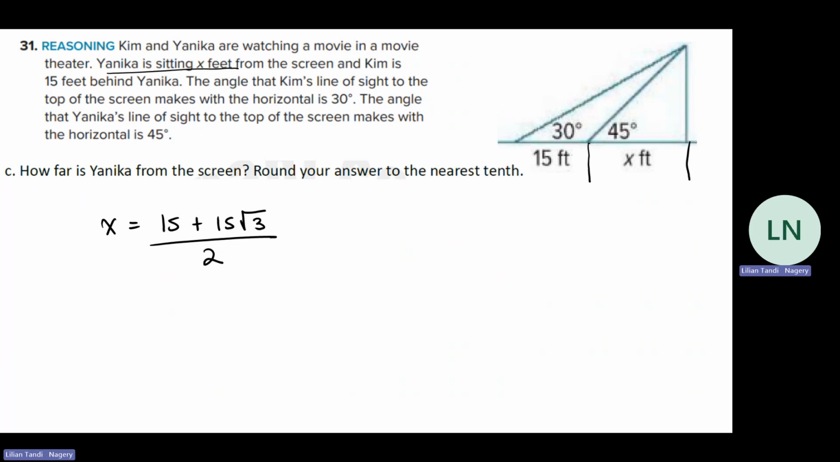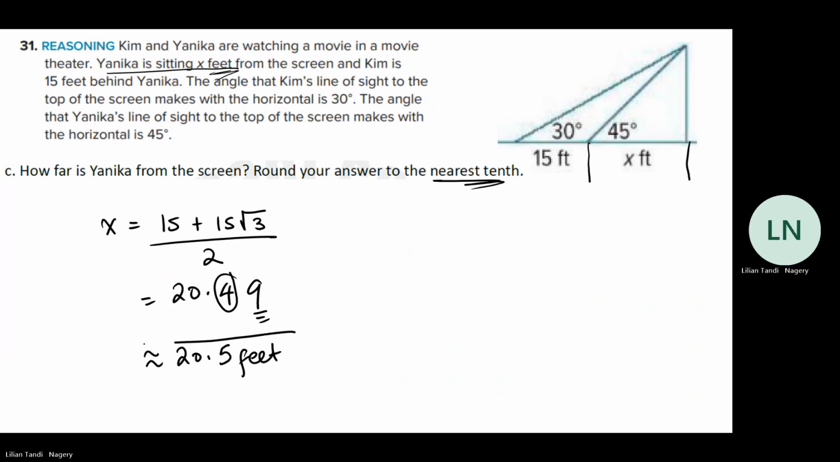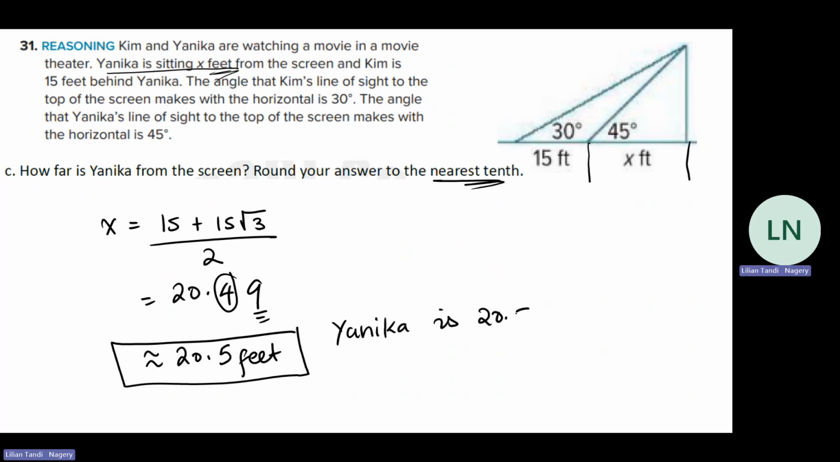So we just put that in the calculator, 15 plus 15 square root of 3 divided by 2 equals 20 and 49 hundredths. To the nearest tenth, circle this, underline that, 20 and 5 tenths, and the unit is feet. And you box your answer and you write your sentence. Yannicka is 20 and a half feet from the screen.